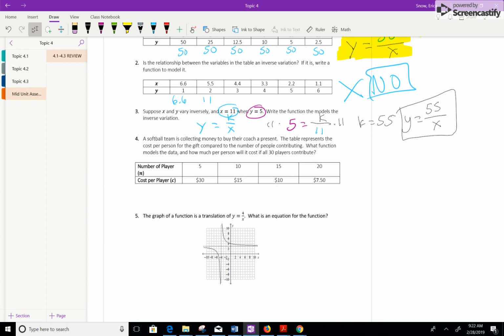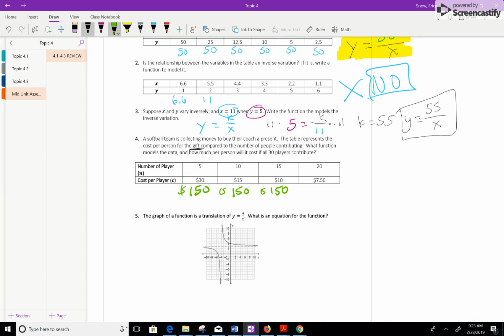That's number 3. Number 4, a softball team is collecting money to buy their coach a present. The table represents the cost per person for the gift compared to the number of people contributing. Okay, first things first. What function models the data, and how much per person will it cost if all 30 players contribute? This is inverse variation because, of course, the gift has a constant price, and the more players that give money, the cheaper the gift's going to be. So let's figure out what that constant price is. It is 150, 150, 150. I need to be a softball coach to get a $150 gift.